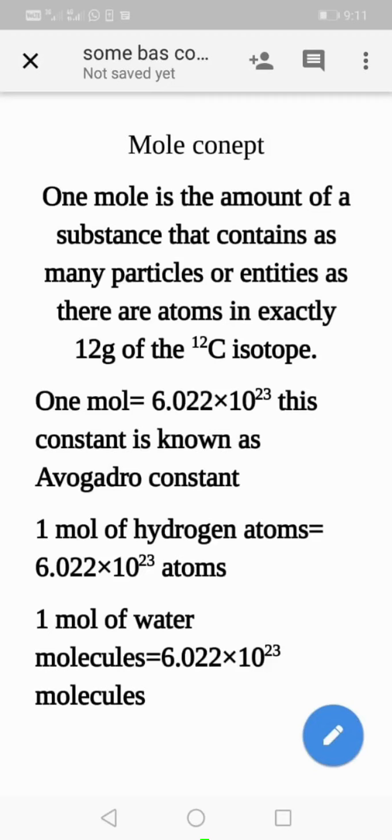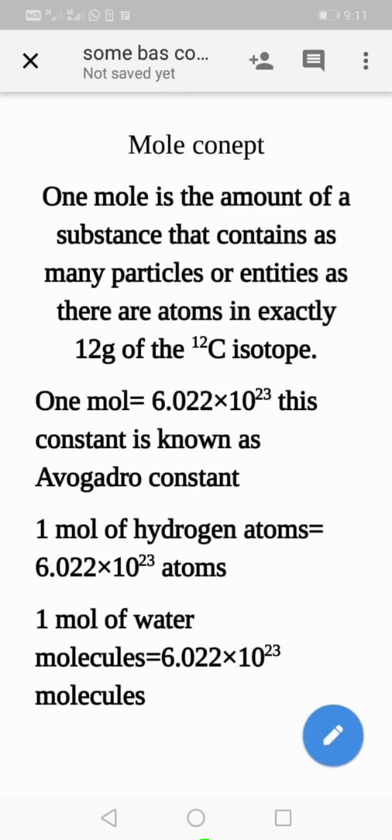Good morning, friends. Today's topic is the mole concept. As per the definition, one mole is the amount of a substance that contains as many particles or entities as there are in exactly 12 grams of carbon-12 isotope.